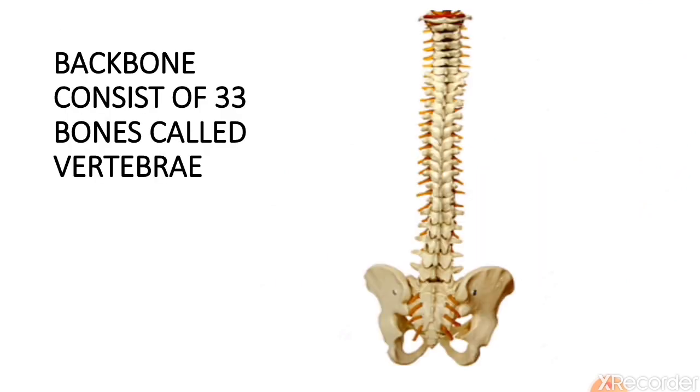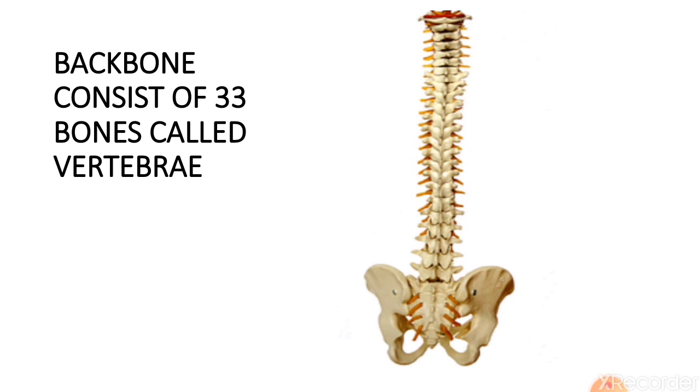The next is backbone. So let's start with the question and answer. How many bones are there in our backbone? So the answer is there are 33 bones present in our backbone. So the backbone is made up of 33 small bones and they are called vertebrae. What are the other names for backbone? There are 2 more names for backbone. These are vertebral column and spine.